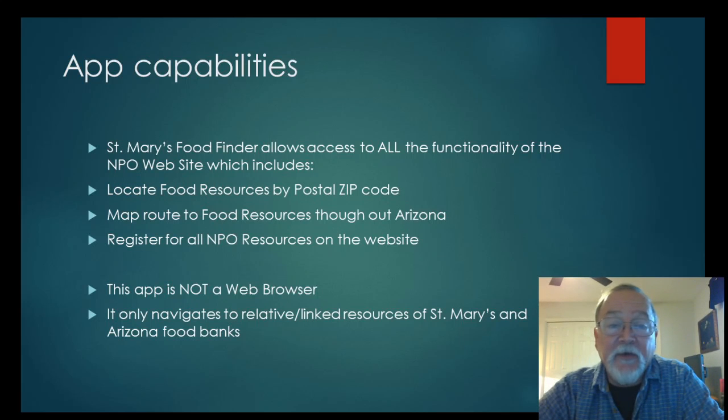Anyway, the capabilities of the app is that it gives St. Mary's Food Finder, allows folks to get all the functionality of the NPO website, which is to locate food resources by postal zip code and map the route from where they're located at any given time to the resources. That allows them to register for everything that's on the websites via keyboards that pop up in the application.